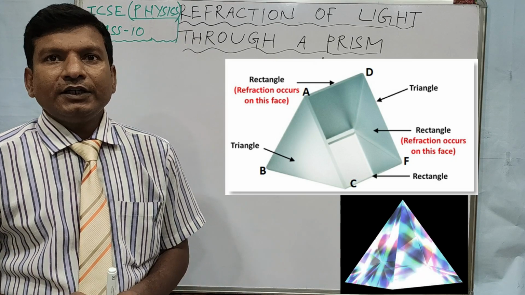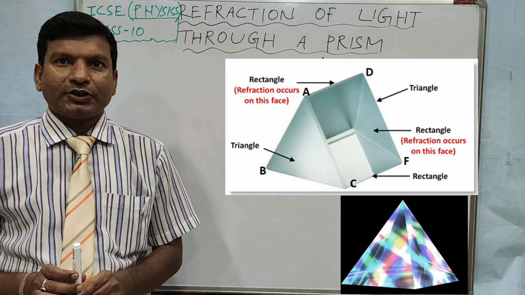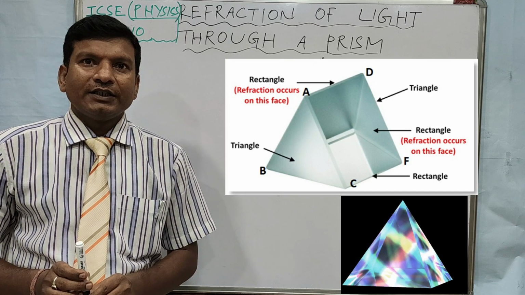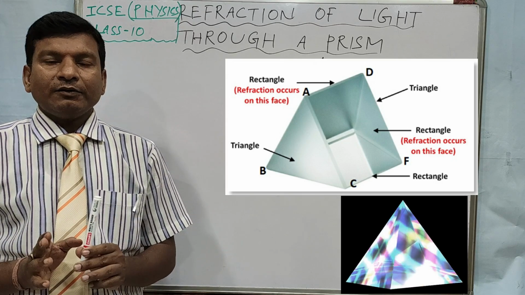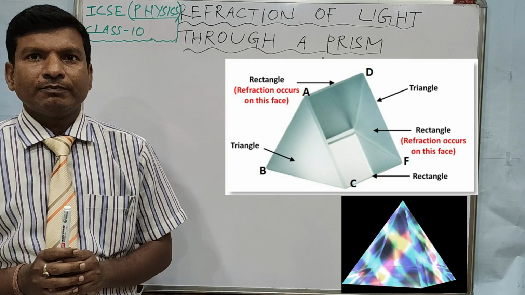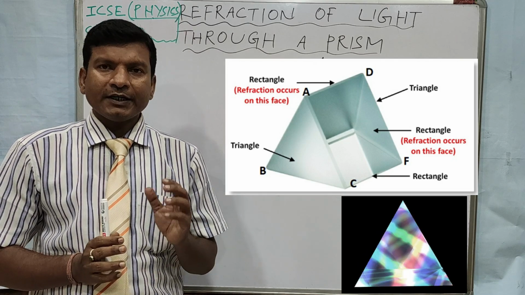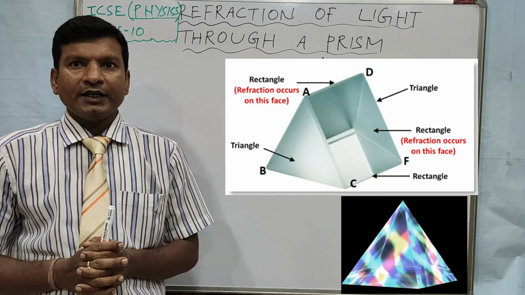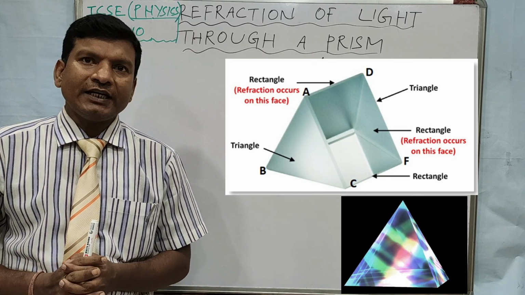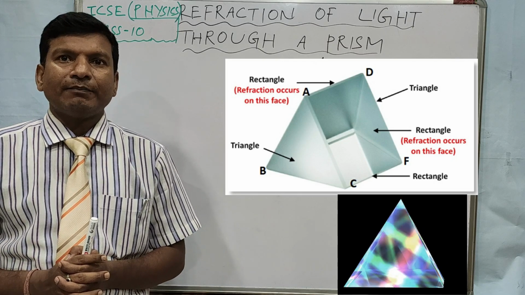It is actually 3D, but I could not make it 3D for you, so you have to manage with the 2D. First you should understand what a prism is. A prism is a refracting transparent medium bounded by 5 plane surfaces. See in this diagram, you get 5 plane surfaces.